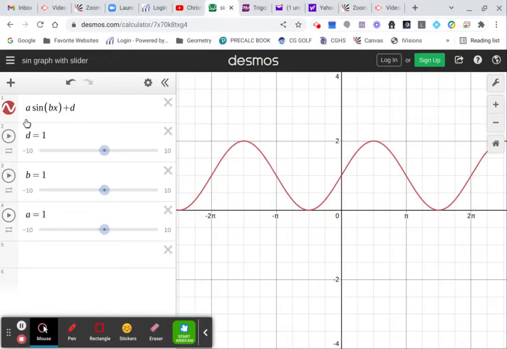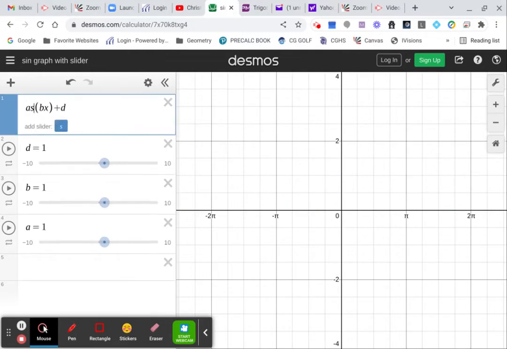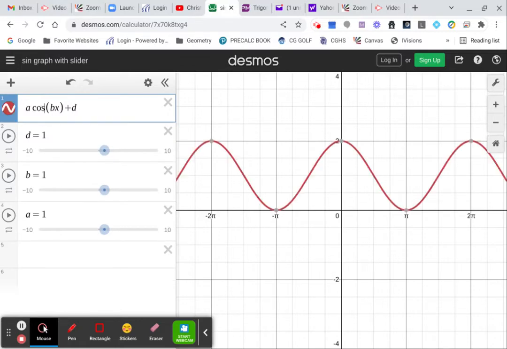Now I know I have sine here. I can change this to cosine. Let's see if I can type in cosine. All right, there's cosine. And we had a b value this time. What happened to our period when that b value was pi? What's happening to your period as that b value gets bigger and bigger? What's happening? It's going this way, right? It's going side to side.